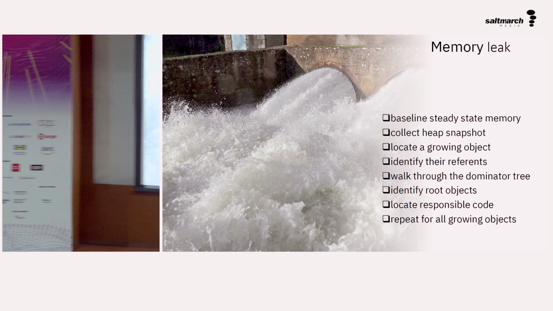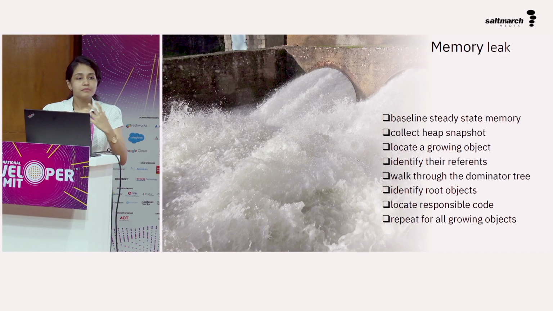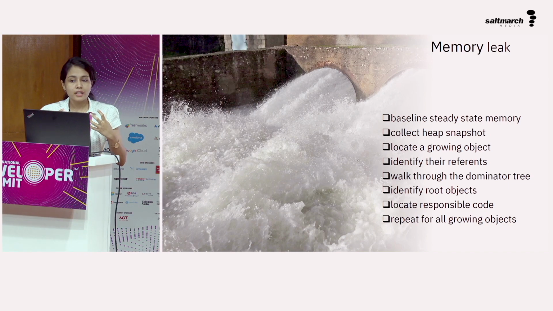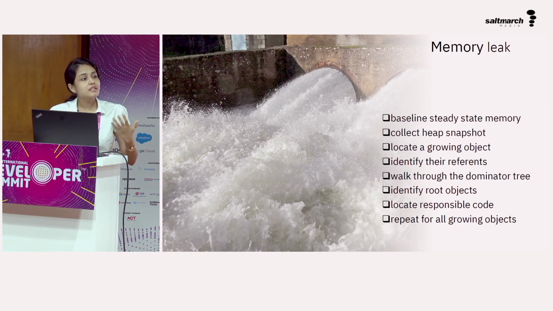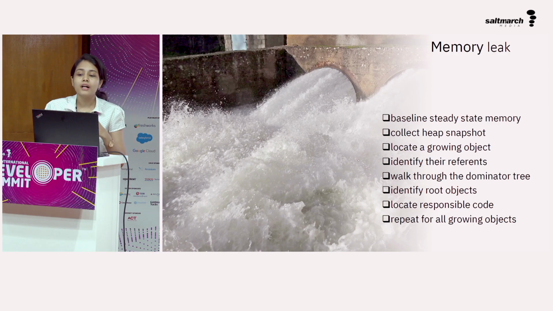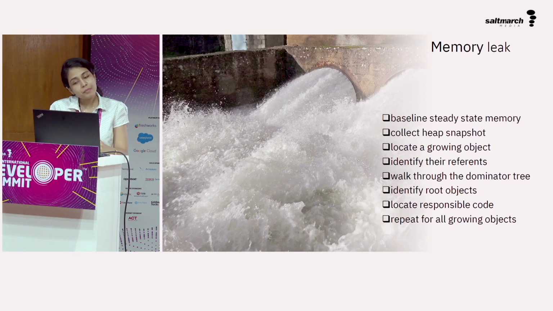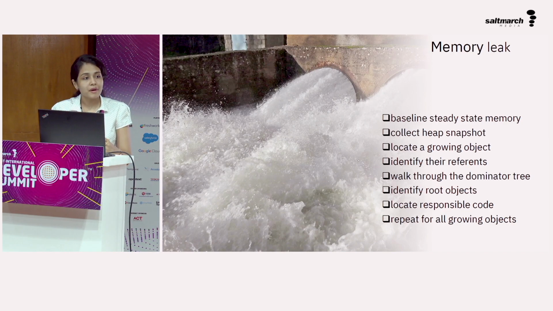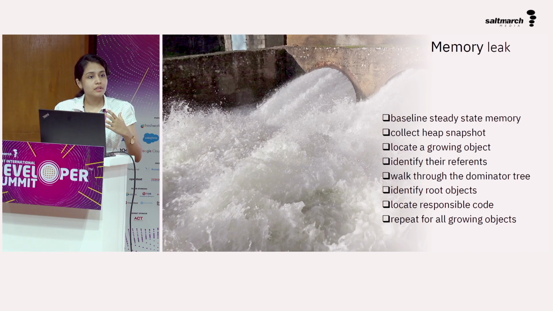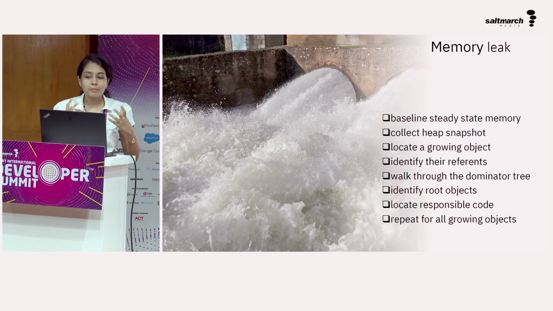So next is memory leak. It happens when the system's memory capacity is exceeded. Again, this is something that is relative. So the first step here is to baseline steady state memory. What can you call a steady state memory? You need to know that. For that, you need to know what a good case of memory capacity is. Beyond that is what you can call a memory leak.